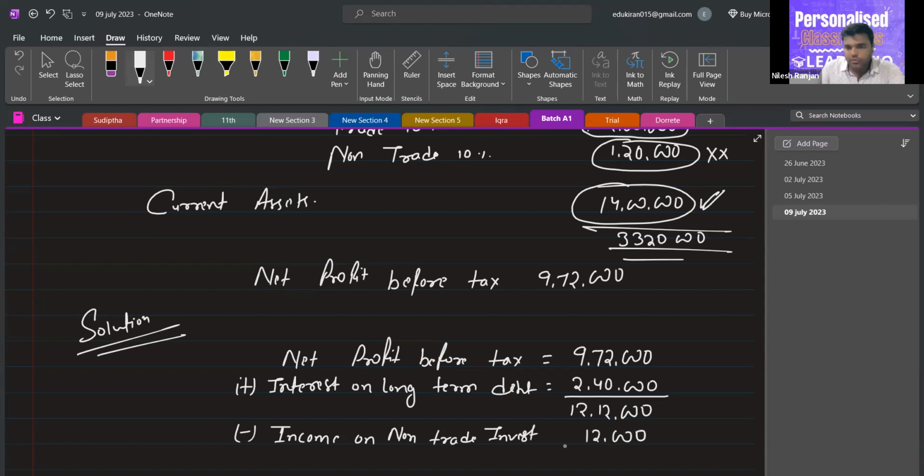12,000. 1,20,000 into this is your 16 lakh into 15%. Now 1,20,000 into 10%. So 12.